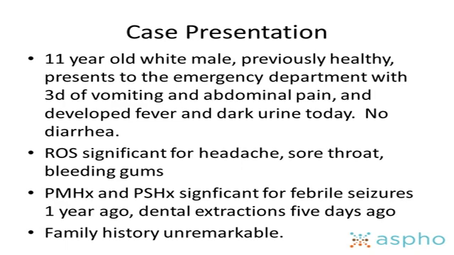So in this case, we have an 11-year-old white male who is previously healthy, and he presents to the emergency room with 3 days of vomiting and abdominal pain and develops fever and dark urine on the day of presentation. There's no history of diarrheal illness. His review of systems is significant for a headache as well as some mucosal bleeding. His past medical history is interesting for febrile seizures occurring 1 year ago at 10 years of age, which is a bit atypical. And he had dental extraction done about 5 days ago. His family history is unremarkable.